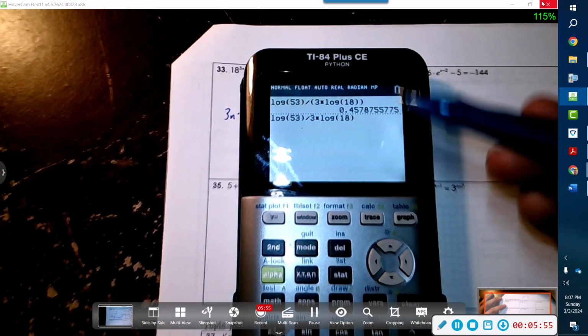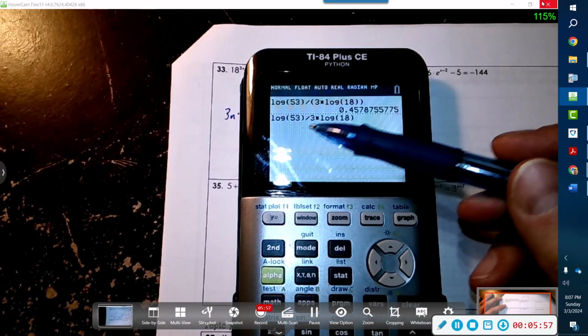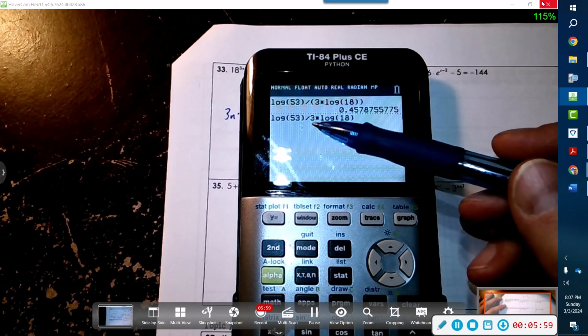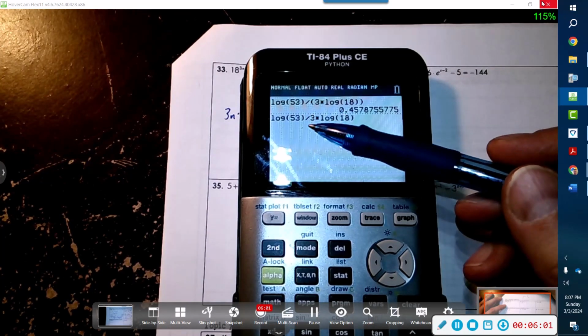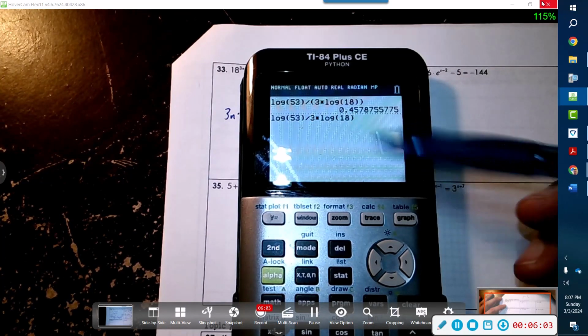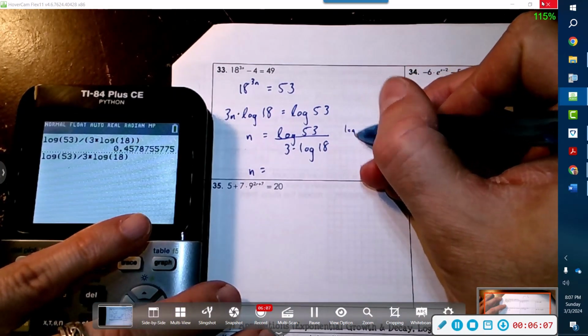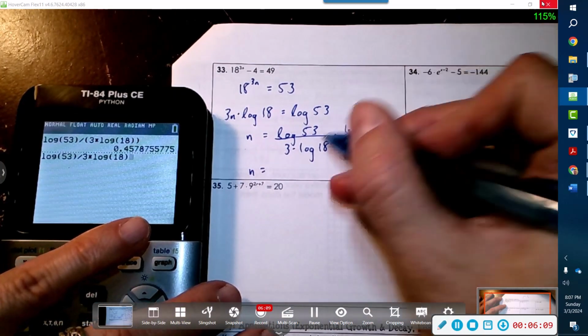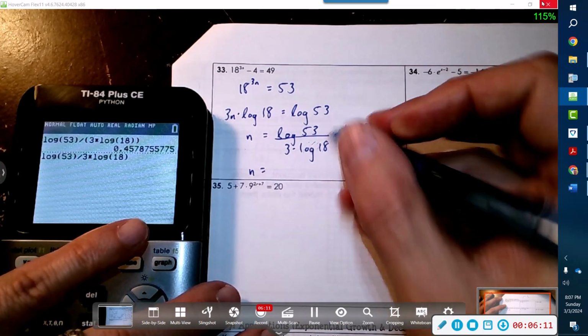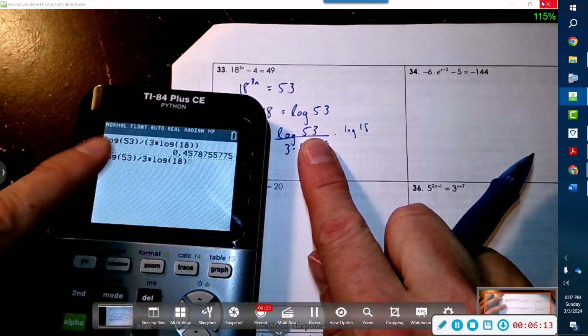Okay, what's going to happen here is if you do this, you are telling the calculator to only divide by 3 and then multiply by the log of 18. That would be the same thing as having the log of 18 up here at the top. That's what that would look like. That's what you're telling the calculator to do right here.